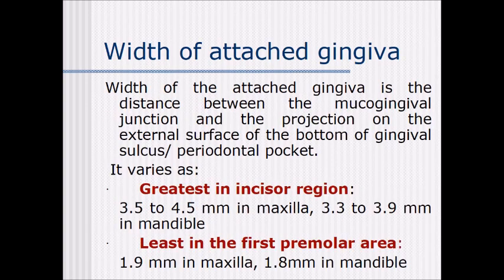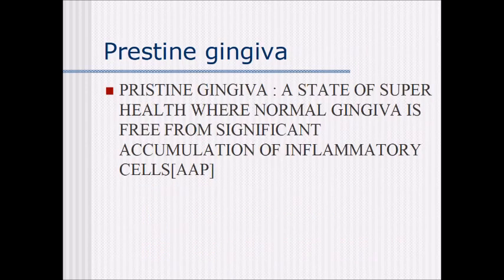Width of attached gingiva is the distance between the mucogingival junction and the projection on the external surface of the bottom of the gingival sulcus or periodontal pocket. The width of attached gingiva is greatest in the incisor region, 3.5 to 4.5 millimeter in maxilla, 3.5 to 3.9 millimeter in mandible. It is least in the premolar area, 1.9 millimeter in maxillary premolar and 1.8 millimeter in mandibular premolar area.